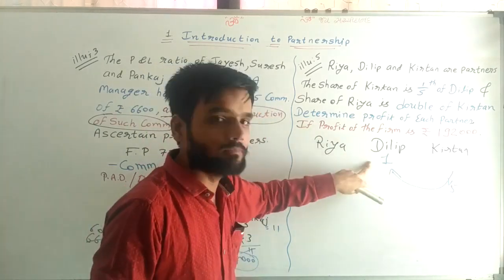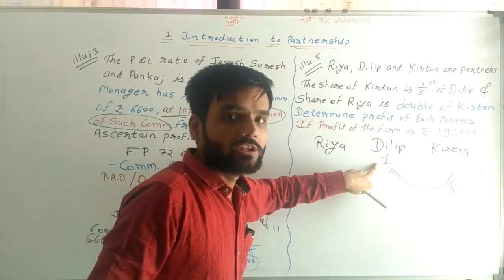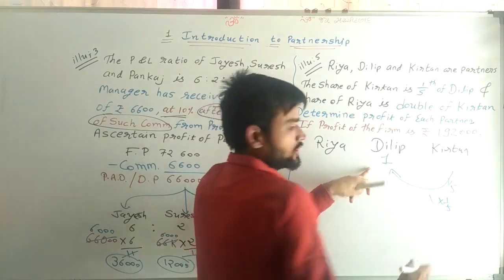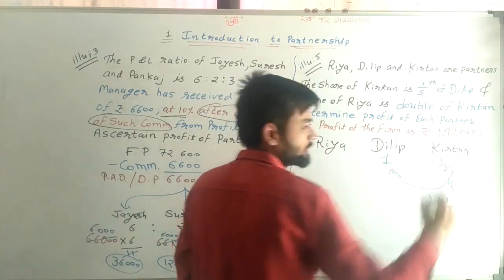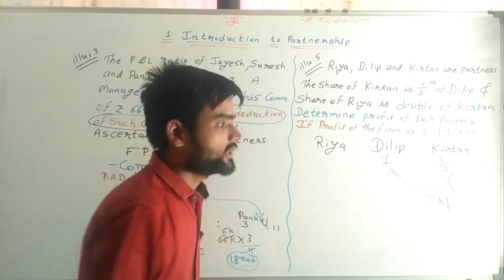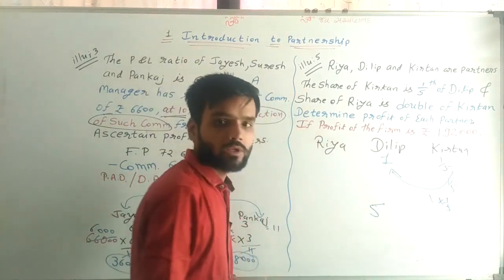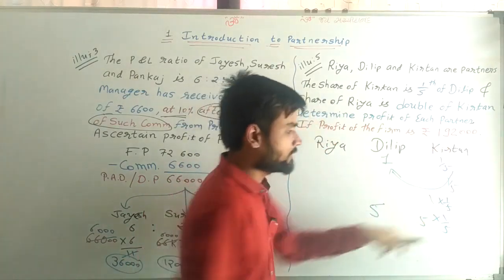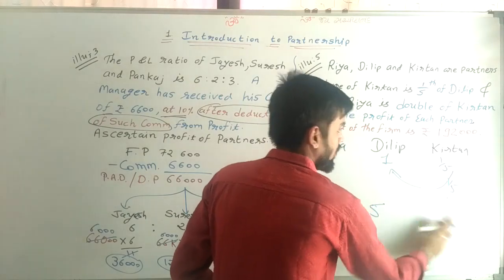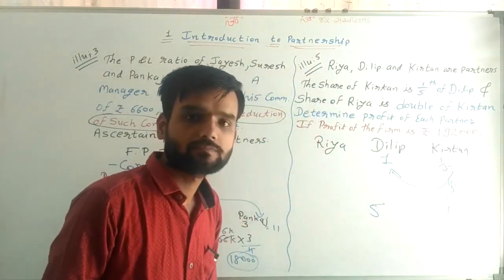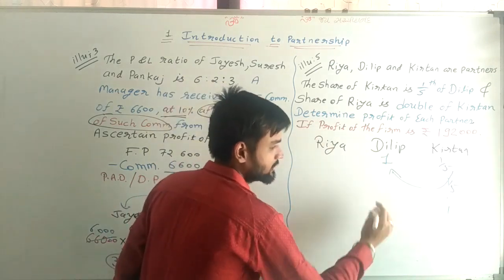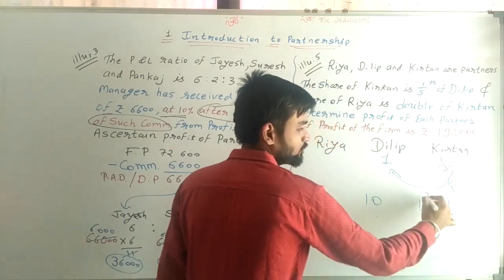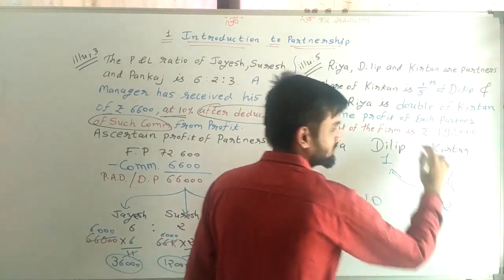What is the profit of Dilip? Suppose profit of Dilip is 1, then 1 into 1/5 is the profit of Kirtan. So here 1 into 1/5 is 1/5. Suppose the profit of Dilip is 5, then 5 into 1/5 is the profit of Kirtan. 5 into 1/5, 5 cancel, then profit of Kirtan is 1. If profit of Dilip is 10, then 10 into 1/5, 5 twos are 10, 2 is the answer for Kirtan.